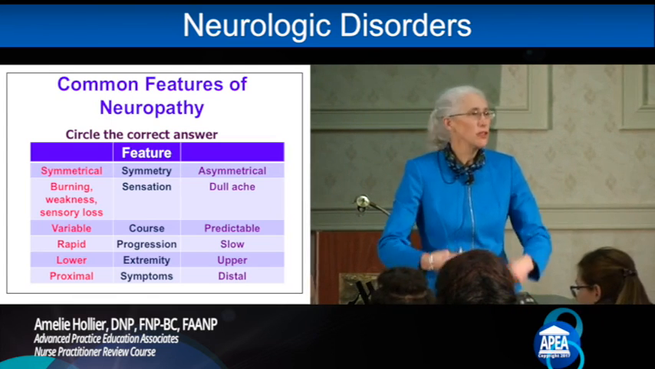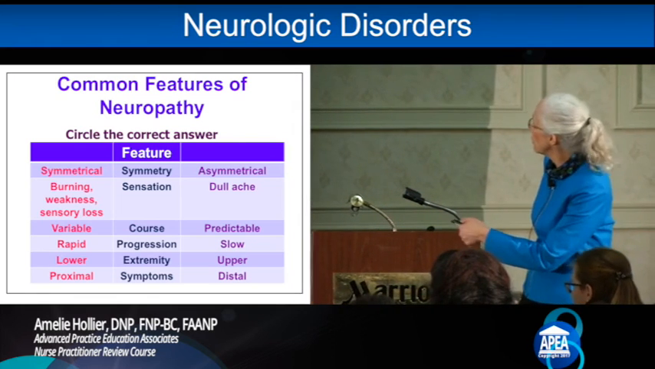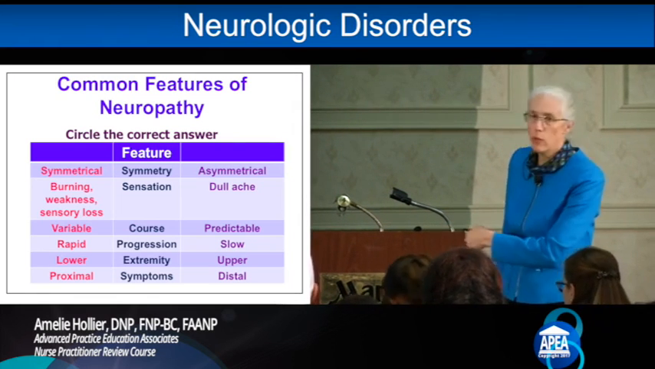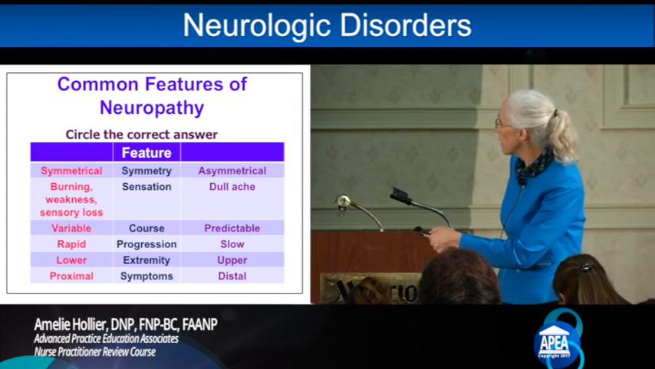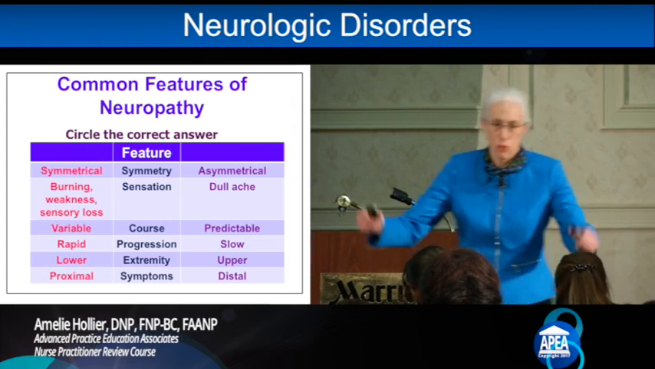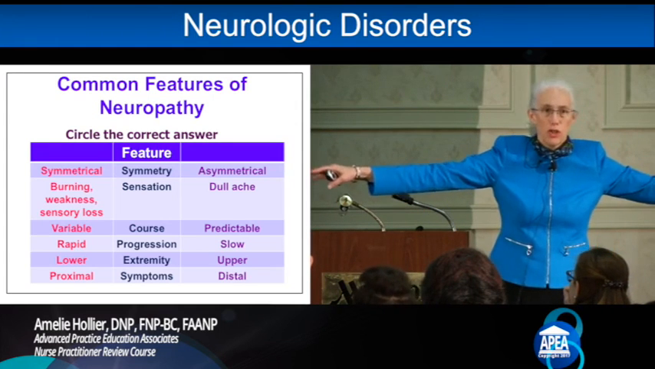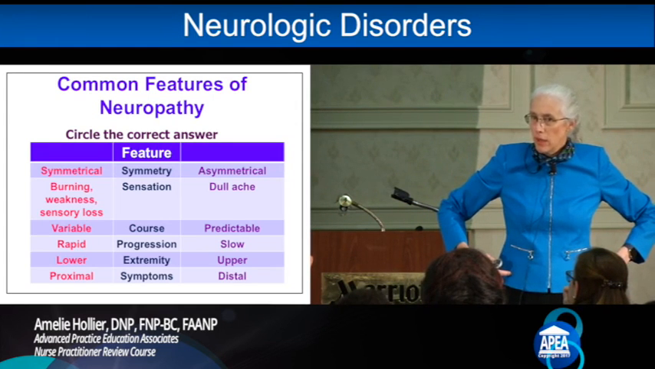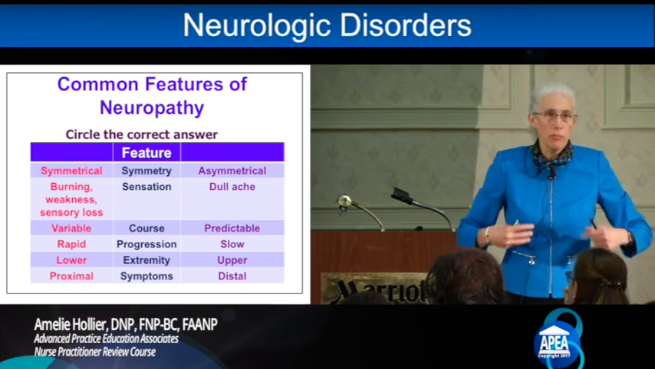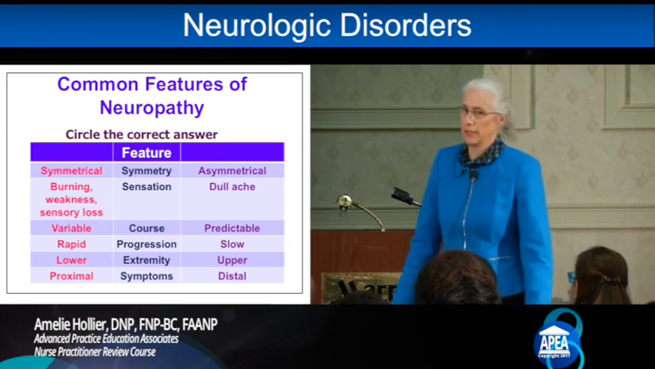All right, so you know what clues to look for? We just went through them. We look for symmetry. We look for burning, weakness, sensory loss. We look for a variable course. It often is rapid. It's more likely in the lower extremities, and it happens distal to the trunk, not proximal. All right, everybody got it? Keep those in your brain. You might see them again.